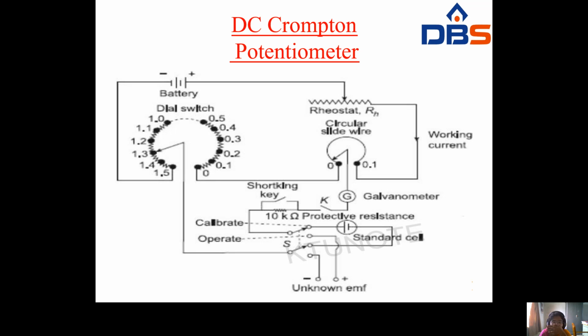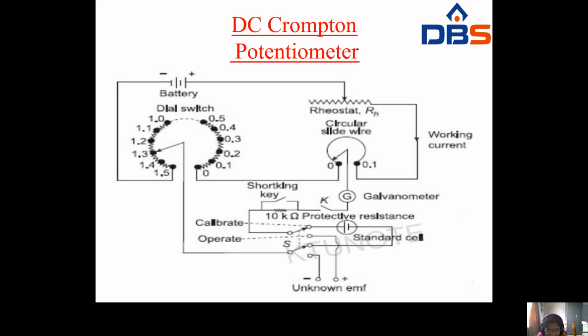Okay, so first, whenever the galvanometer shows null deflection, at that time you have to read the slide wire, take the readings, and on the dial switch you have to read and take the voltage.